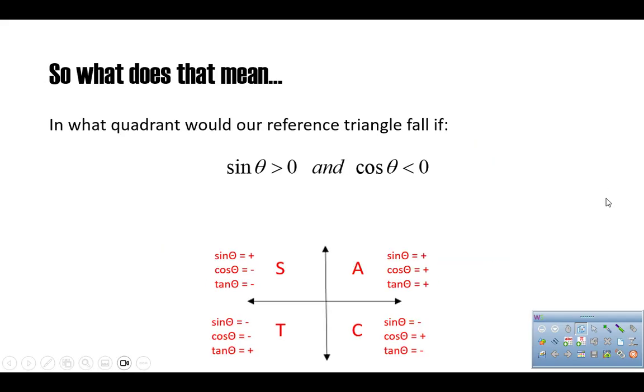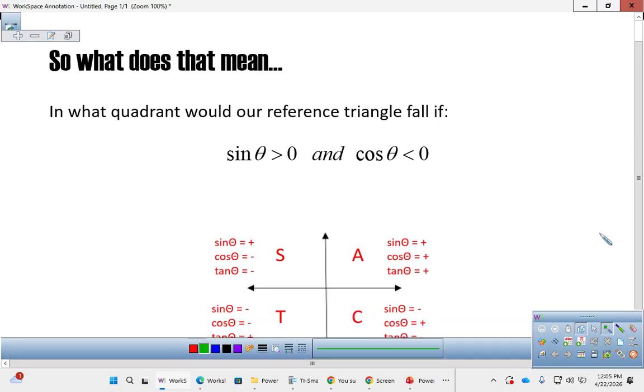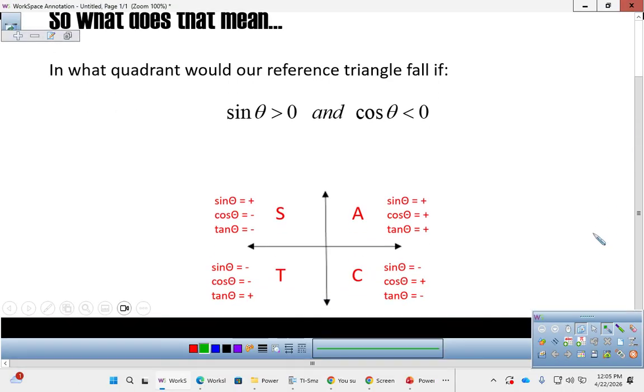So in your Delta Math, you have some examples similar to these. These aren't in your toolkit or anything, but I felt like they might be beneficial for when you're doing your Delta Math later. It says, in what quadrant would our reference triangle fall in if? Well, let's think about the information that we're given. Sine of theta is greater than 0. So what does that mean in terms of positive negatives? Well, if a number is greater than 0, it means it's positive. So the piece of information that this gives us is that sine of theta is positive.